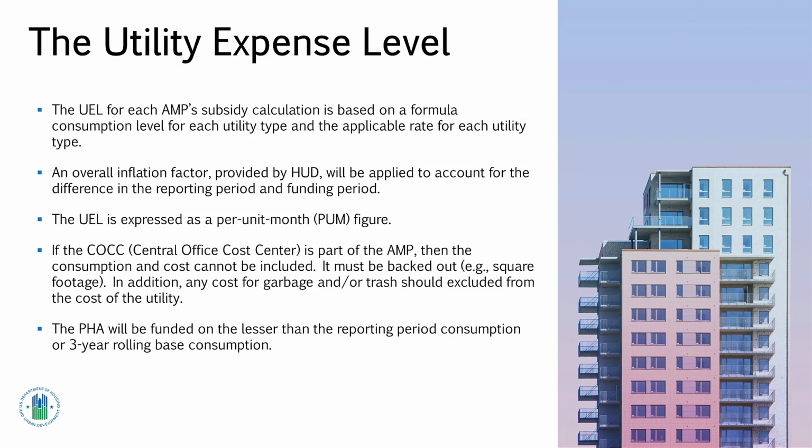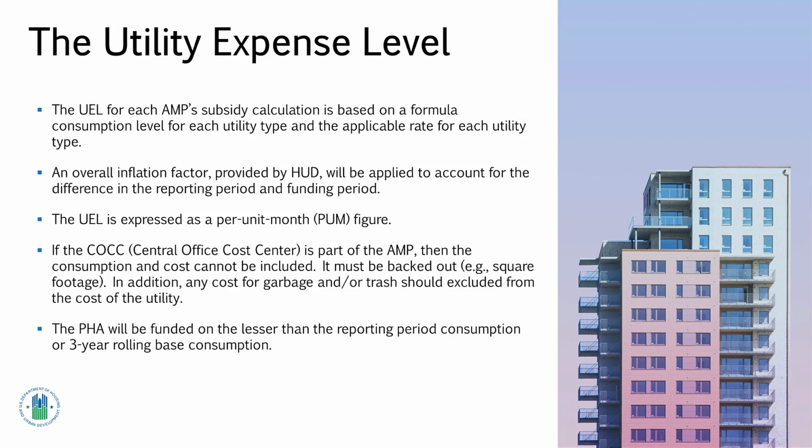The UEL is expressed in a per unit month figure, which means this is how much subsidy for utilities you're going to get per unit per month. So an example would be $185.76, that each unit is going to receive. $185.76 each month for subsidy for UEL.